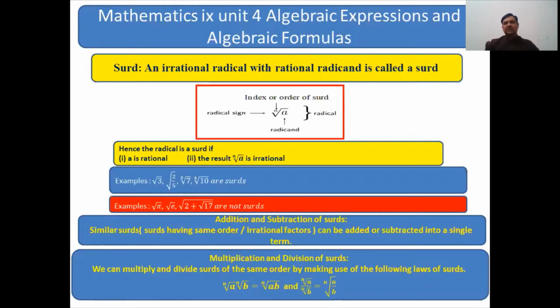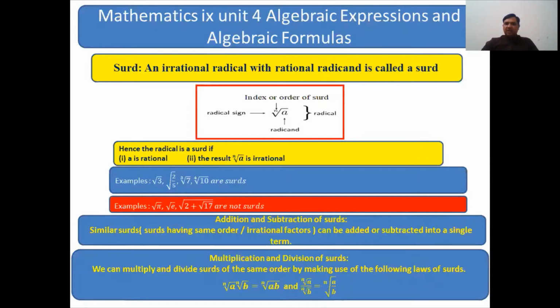We also discussed in the previous lecture the addition and subtraction of surds. We discussed that similar surds having the same order or irrational factors can be added or subtracted into a single term. So if you want to add or subtract surds, they must be similar. If they are not similar, that means their irrational factors are not the same, then they cannot be added or subtracted.